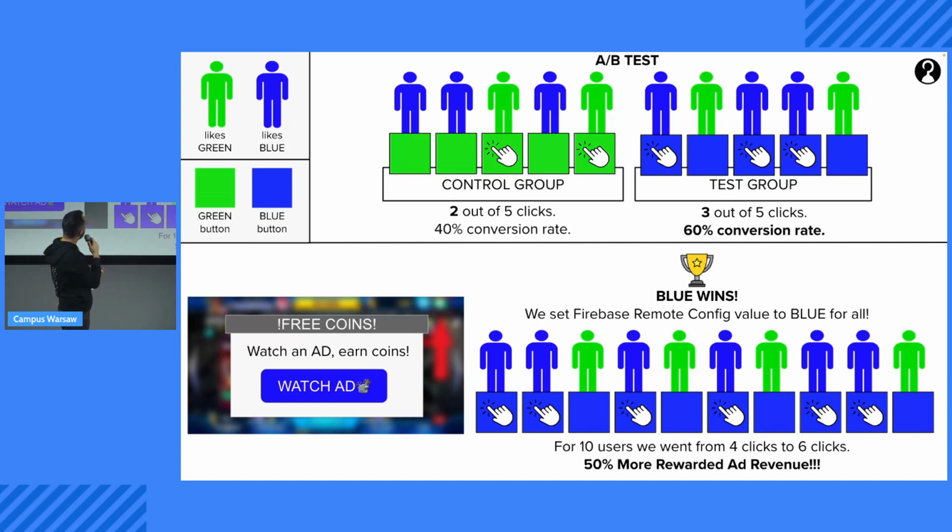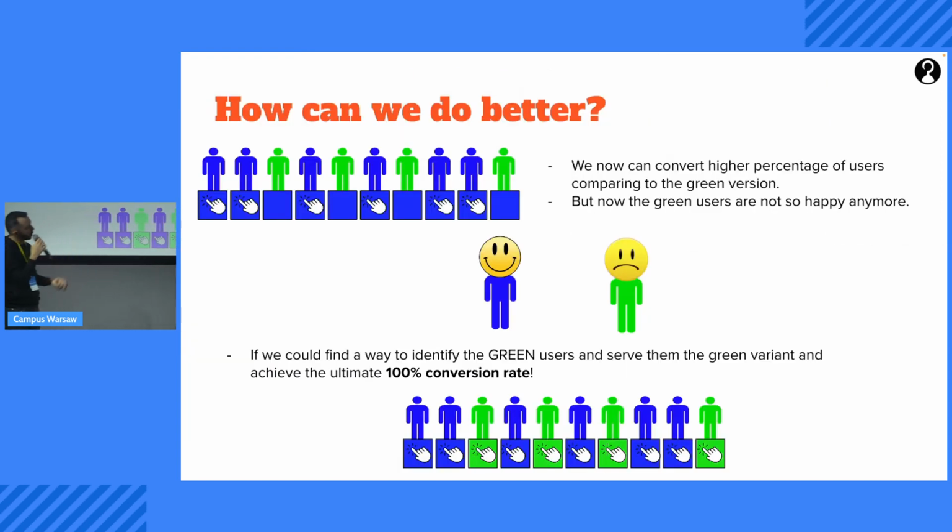But we actually should be doing better, because in this case, the users who like blue are very happy, they're clicking, but you fully gave up on the users who actually like green, who click green, and they're not happy anymore. And ultimately, this is not what we want. This is what we want, right? We want to go for 100% conversion ratio.